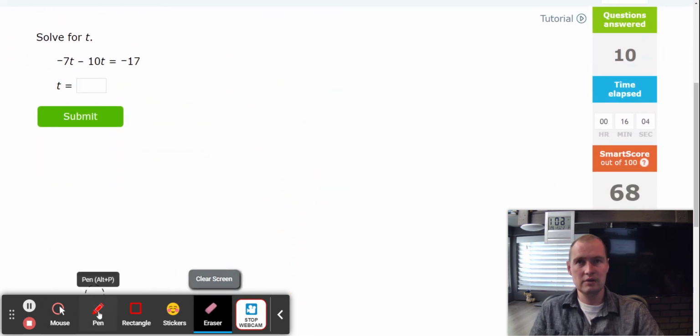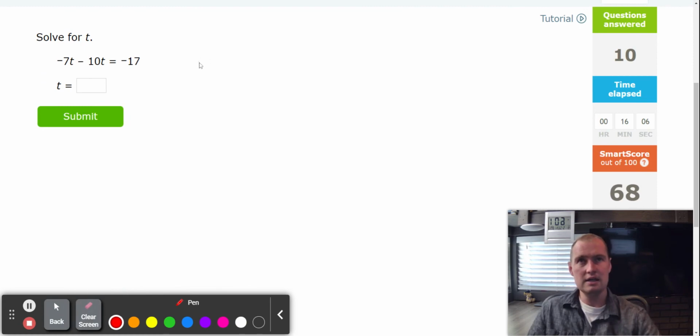All right, clear the board. Here we go. We got negative 7t minus 10t equals negative 17. Negative 7t minus 10t, because they both have t's on it, you put them together. Losing 7t's and losing 10t's, well, unfortunately, you lost 17t's altogether, equals negative 17. And what's nice about this problem is the same thing as the last one. We have matching numbers on both sides, one with the variable, one not. So it's going to come out to 1.